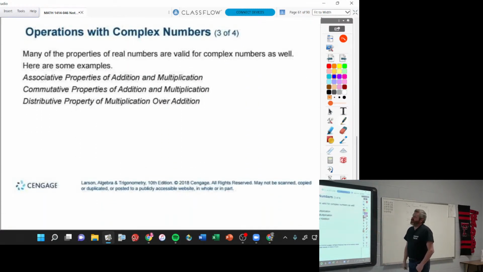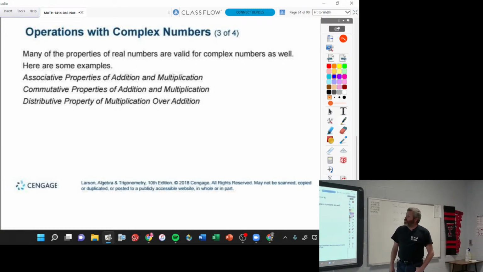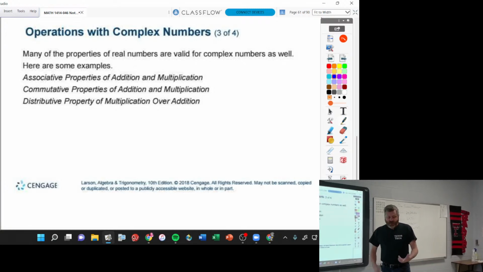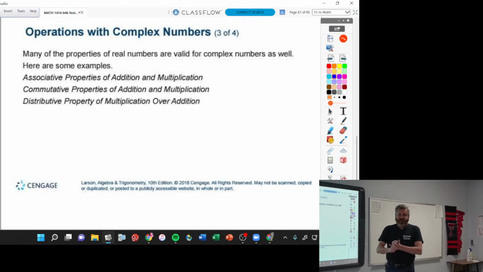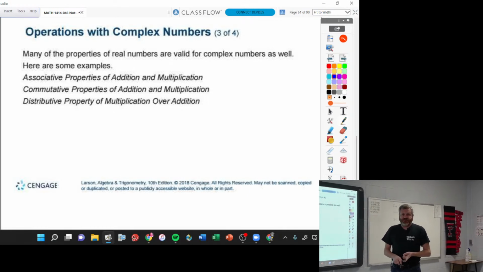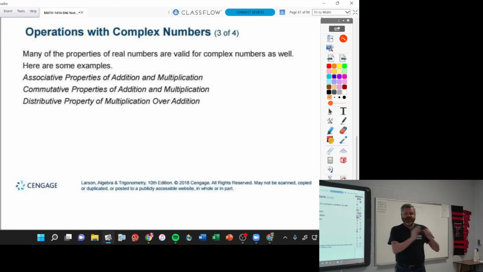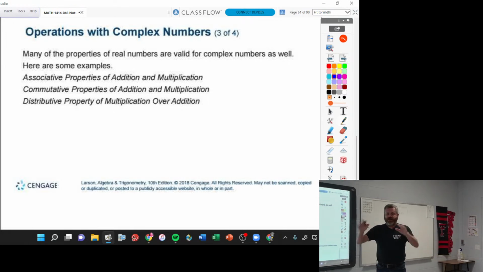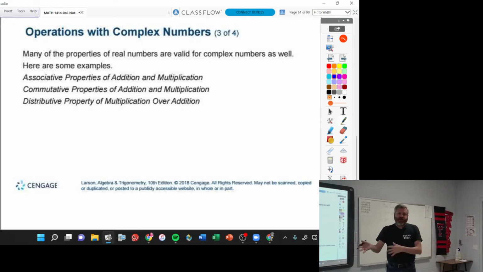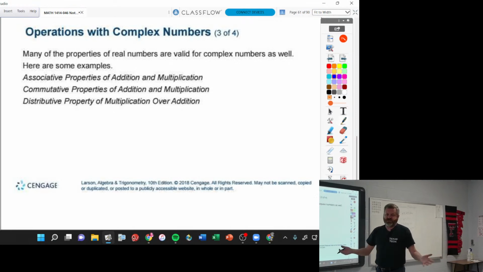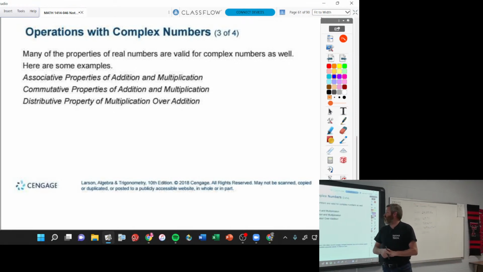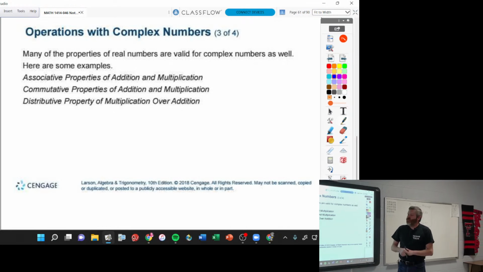Many of the properties that we've dealt with in the past for real numbers also hold true for complex numbers. The associative property for addition and multiplication. Just a reminder, the associative property means if I've got a bunch of numbers added together and I've got groupings going on, it doesn't matter how they're grouped. If the groupings change, it's okay. You're going to get the same answer, and that's when you're adding and multiplying.